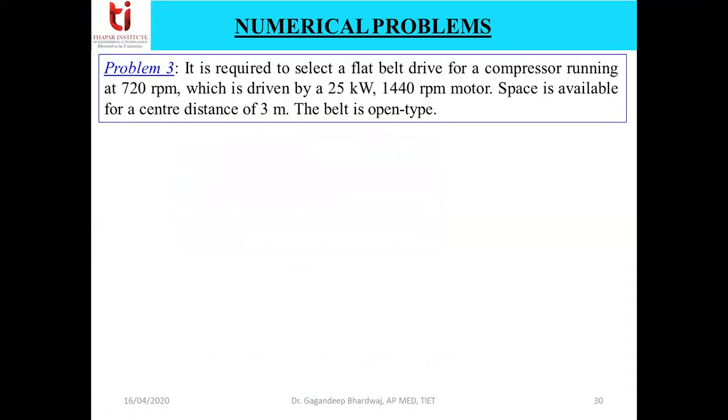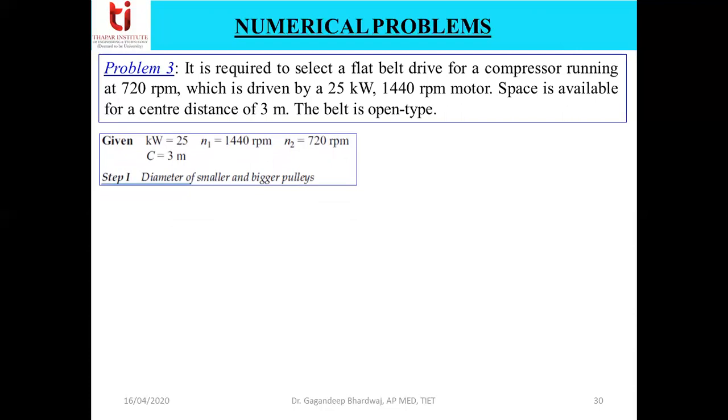Now we will discuss one numerical problem related to this topic, that is selection of a flat belt from the manufacturer's catalog. First of all, it is required to select a flat belt drive for a compressor running at 720 RPM, which is driven by a 25 kilowatt motor with 1440 RPM. Space is available for a center distance of 3 meters. The type of belt is open belt drive. So the rating capacity is given as 25 kilowatt, the compressor runs at 720 and the motor at 1440 RPM, and the center distance is given as 3.